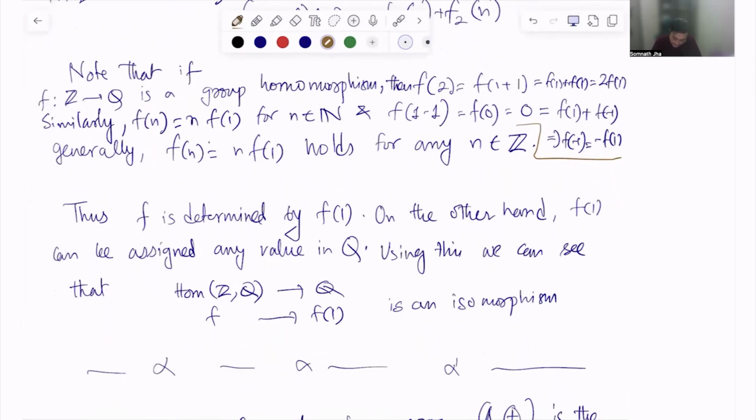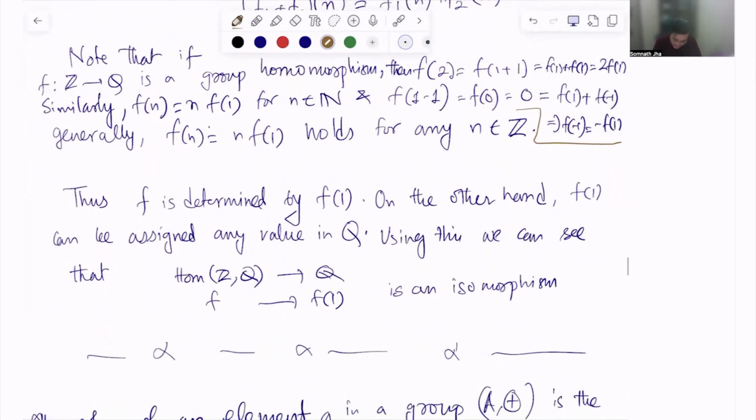So you are sending f to f of 1, and g to g of 1. So this is a map taking an f to f of 1. This is a map, g goes to g of 1, then f plus g goes to f plus g value at 1. So this is a group homomorphism.